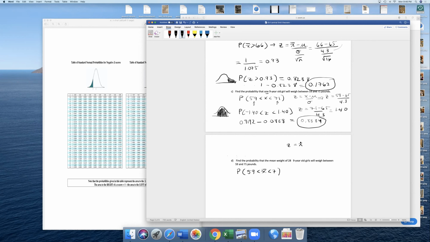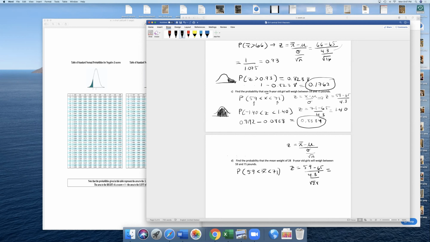It tells us that if we have a sample mean and we want to figure out an indicated probability or a Z-score, we use the formula X bar minus mu divided by sigma over the square root of n. So Z equals, and let's do 59 first. Sorry, it should be a 71. No, 59 minus 65 divided by 4.3 over the square root of n. And remember, n is 28. Okay, so 59 minus 65 divided by 4.3 divided by the square root of 28.